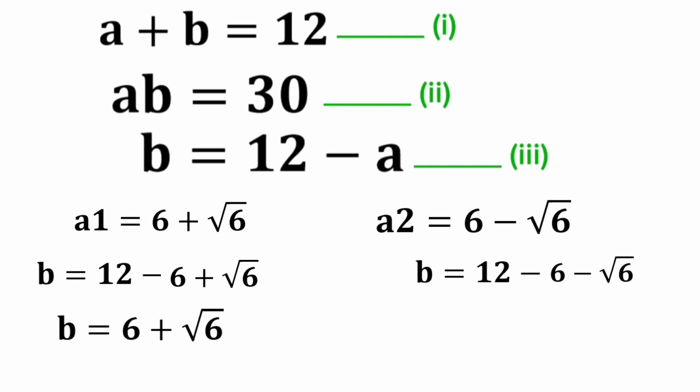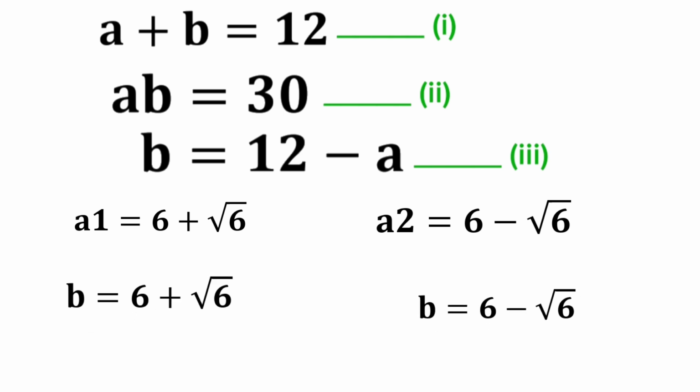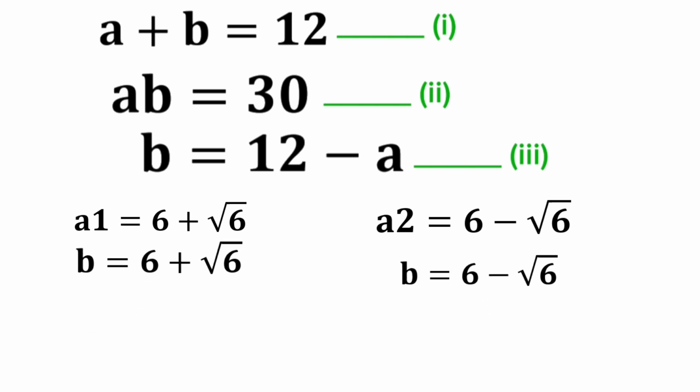Now this is 12 and minus 6, minus square root 6. And this is 12, minus 6, minus minus, this is plus square root 6. So we find our final answer, which is 6 minus square root 6, and this is 6 plus square root 6.